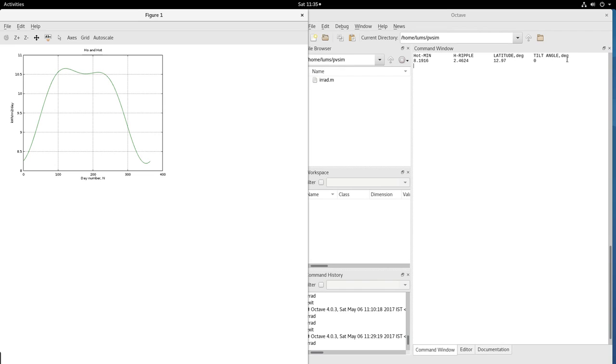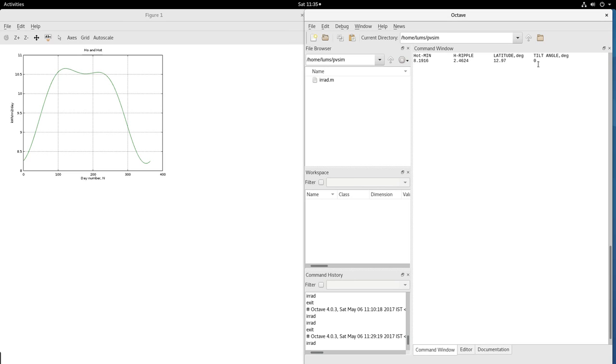You keep observing here. You see that there is a display which is appearing, HOT minimum, which is the minimum value here, and the H ripple, the max H minus the min H. That ripple, the latitude angle is 12.97 degrees, and the tilt angle is 0.